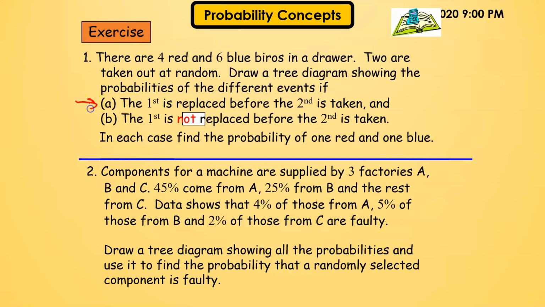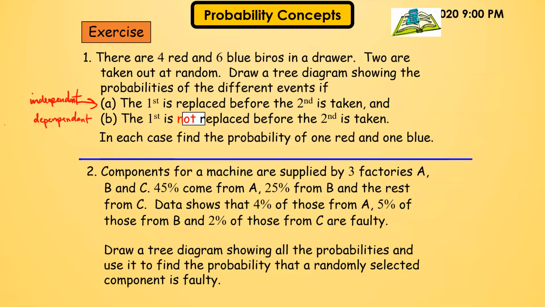This is an example of an independent probability, and therefore the probability from the first one won't change to the second one. And this one is an example of a dependent probability, because depending on what you choose from the first one will change what happens and what the probabilities are in the second one.